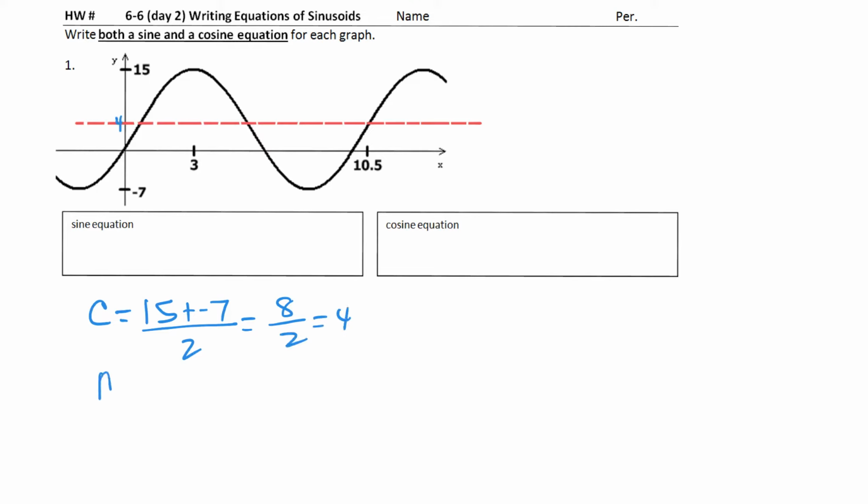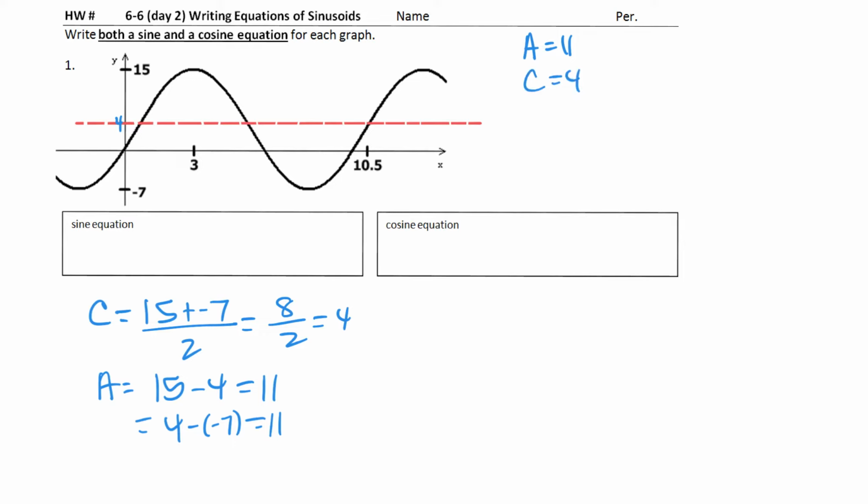Now to figure out A is just going to be the difference between 15 and 4, which is 11. Notice it's also the difference of 4 and -7, 11. So we know A is 11 and C is 4.